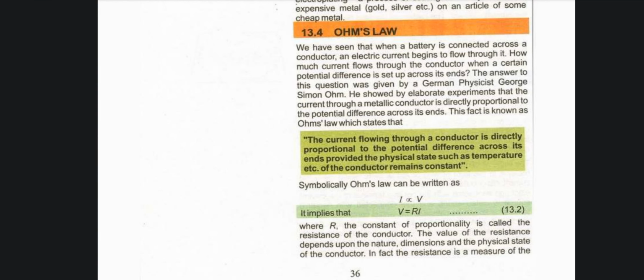Let's look at what Ohm's law is. We have seen that when a battery is connected across a conductor, electric current begins to flow through it. How much current flows through a conductor when a certain potential difference is set up across its ends? The answer to this question was given by the German physicist Georg Simon Ohm.